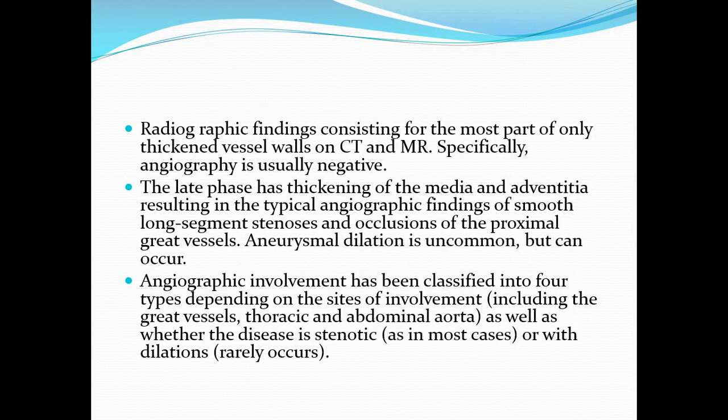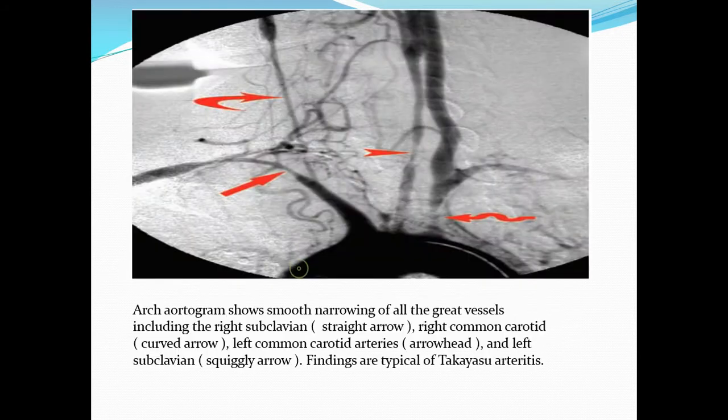Angiographic involvement has been classified into 4 types depending on the site of involvement, including the great vessels, thoracic and abdominal aorta, as well as whether the disease is stenotic, which is most cases, or with dilatations, which rarely occurs. You can see here a case of Takayasu arteritis, giant cell arteritis. This is an angiogram in a case of Takayasu arteritis, showing smooth and elongated narrowing of the major arteries here, and here. All of them are markedly narrowed with smooth, long stenotic portions.